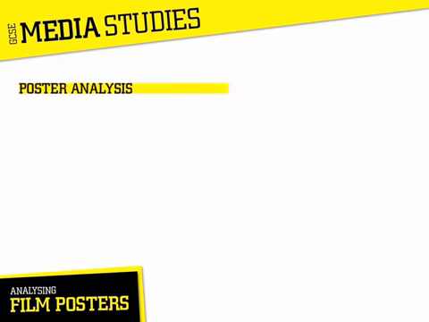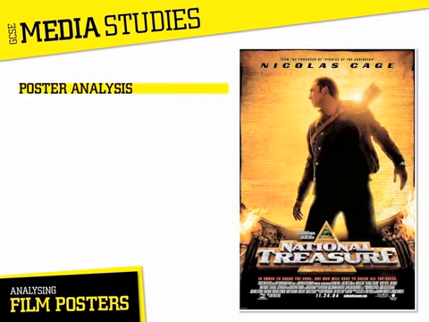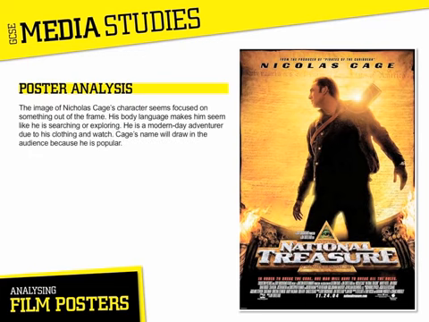We'll finish up with a poster analysis for the Nick Cage action-adventure film National Treasure. Focus on the media terminology and how it's used to describe how the poster works. The image of Nicolas Cage's character seems focused on something out of the frame. His body language makes him seem like he is searching or exploring. He is a modern-day adventurer due to his clothing and watch.